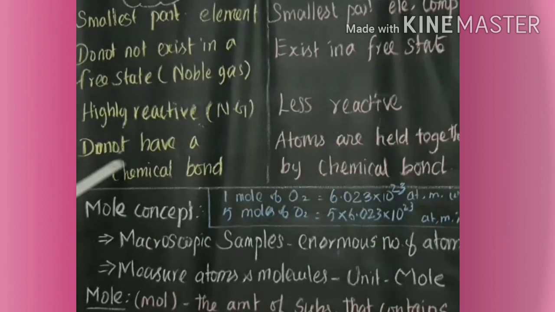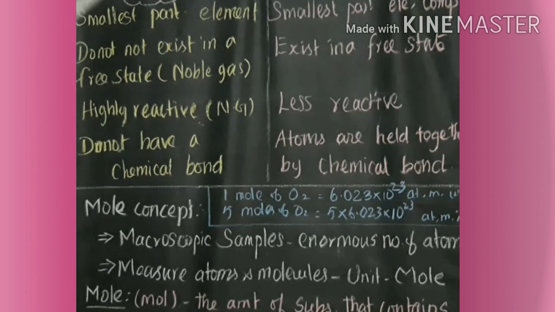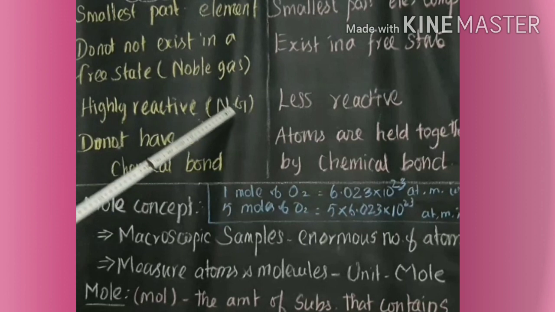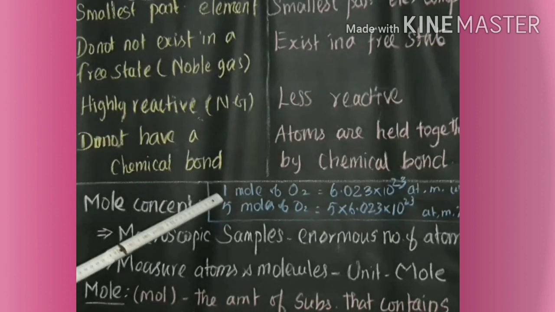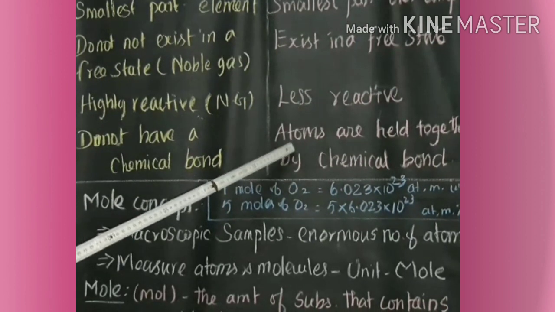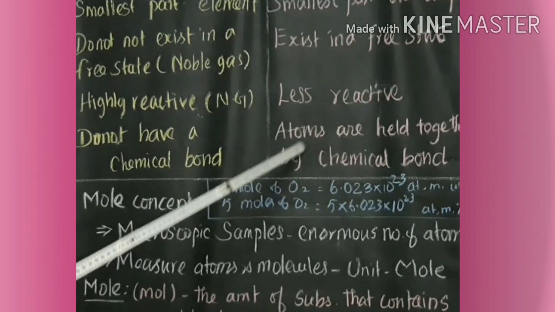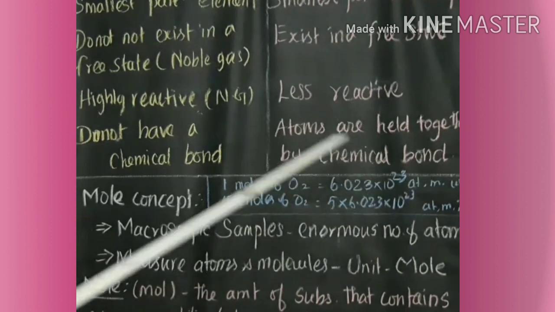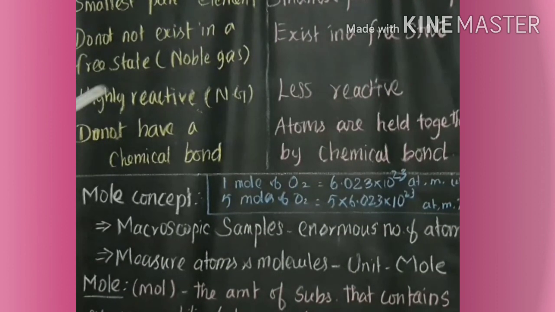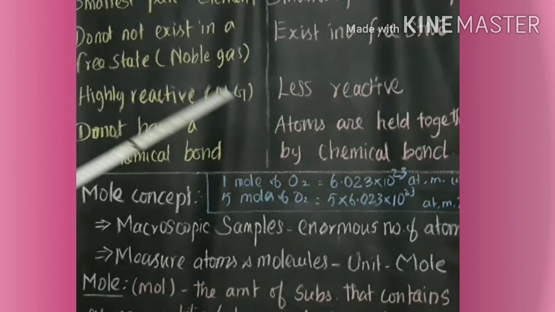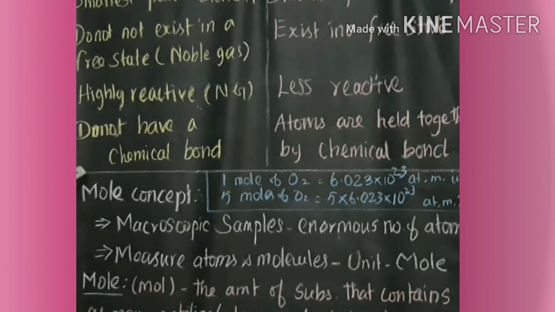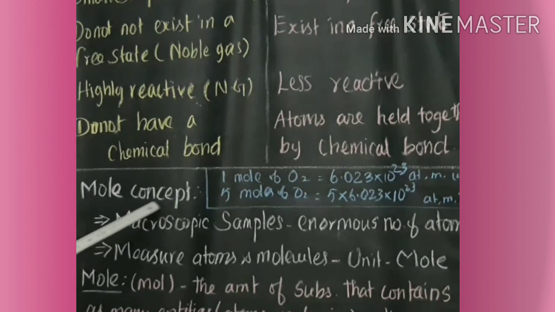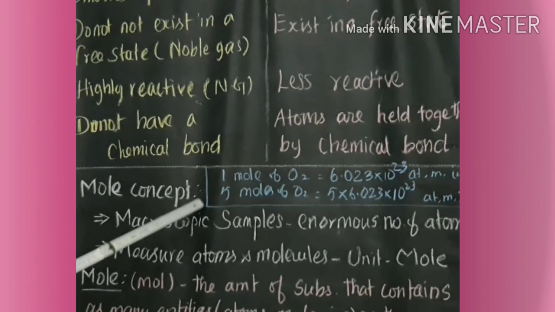And then atoms do not have a chemical bond. There is an attractive force between the atoms in the case of noble gases, but they do not have a chemical bond. But in molecules, the atoms are held together by chemical bonds. Is it clear? These are the differences between atoms and molecules. From the exam point of view, it is a very important 2-mark question. Are you following? Then the next term we are going to introduce is the mole concept.